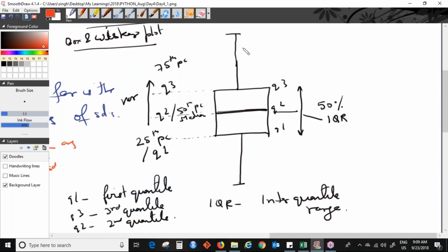Now you might be wondering what is this particular distance. The distance from here to here is 1.5 times IQR. Similarly, this distance from here to here is also 1.5 times IQR, the interquantile range. Now you might be wondering what outliers are in this case.